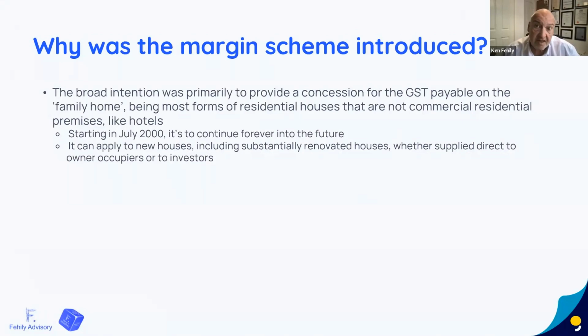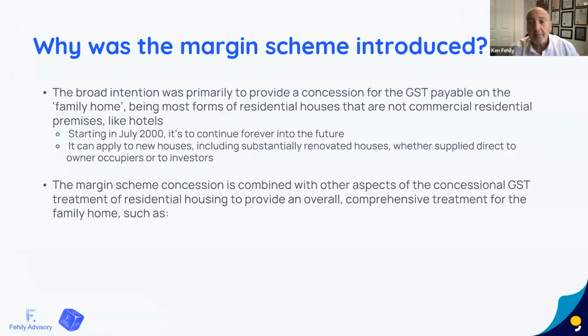So rather than 5% or 7% or 2%, they came up with the margin scheme, because the margin scheme means the amount of GST payable on a fully taxable new residential premises would be less than normal. And it doesn't matter whether a mom and dad buy the family home or whether an investor buys the family home that rents it to a mom and dad. It makes no difference. It was meant to be for residential premises. That was the broad concept.